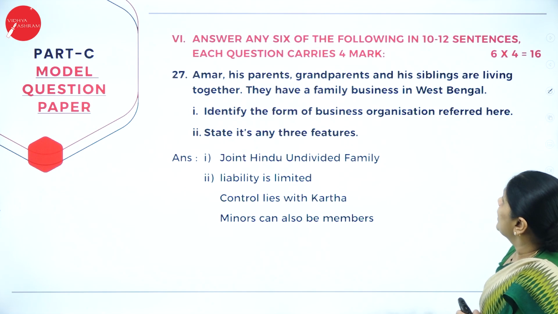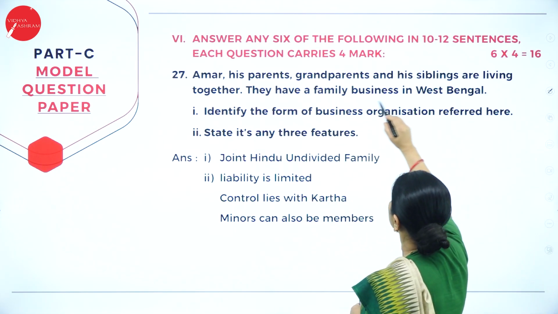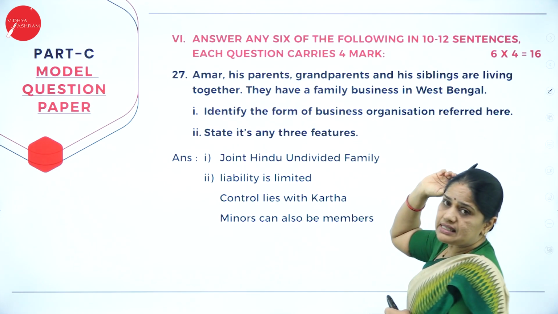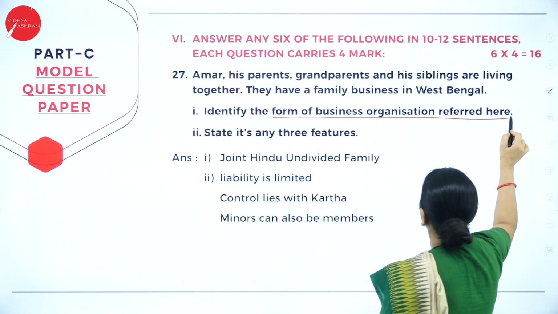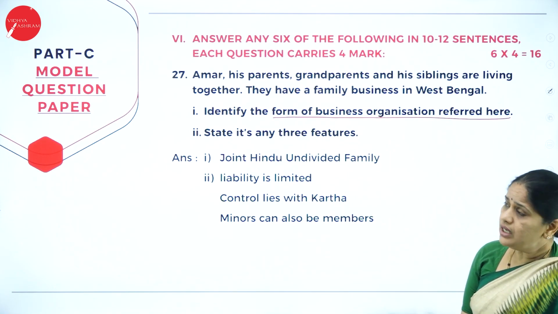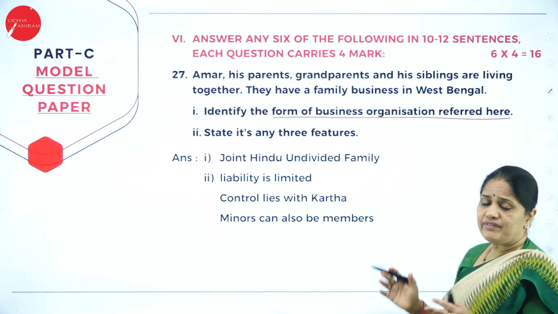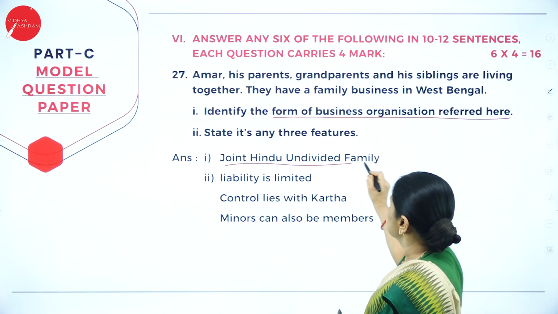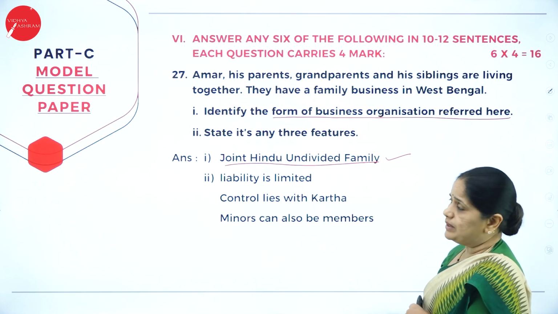Then next one, these are the 4-mark questions. Amar, his parents, grandparents and siblings are living together. They have a family business in West Bengal. Identify the form of business organization referred here. So his parents, grandparents and siblings are all living together, and they are having a family business. So the answer is Hindu undivided family. So they have a running family business.